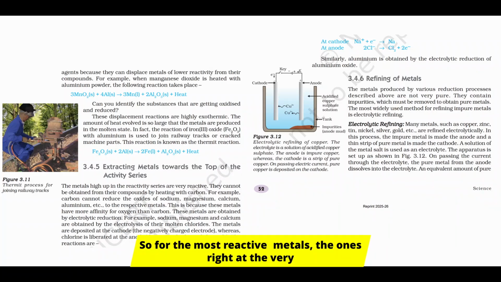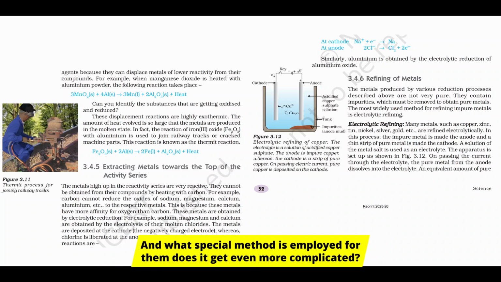So for the most reactive metals, the ones right at the very top of the series, like sodium, potassium, calcium, aluminium, you mentioned we can't just use carbon. Why not again? And what special method is employed for them? Does it get even more complicated?